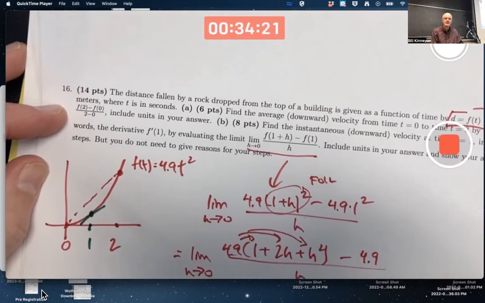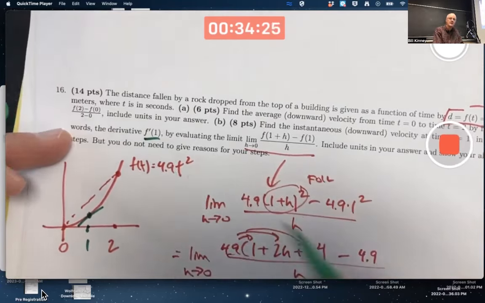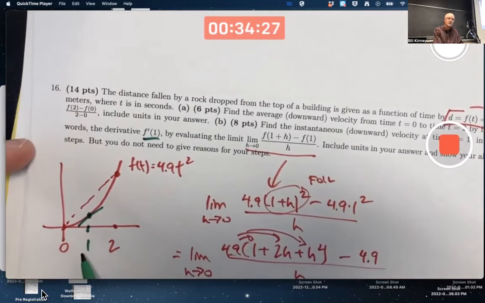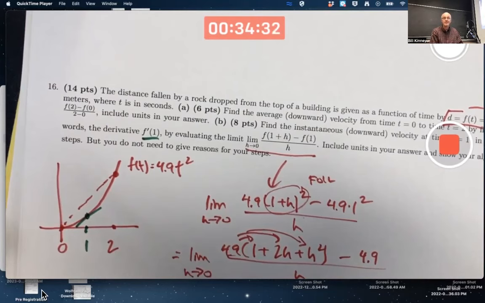The average speed between time 0 and time 2 turns out to be the same as the instantaneous speed, the derivative, at time 1, which is halfway between 0 and 2. Those two slopes turn out to be the same.